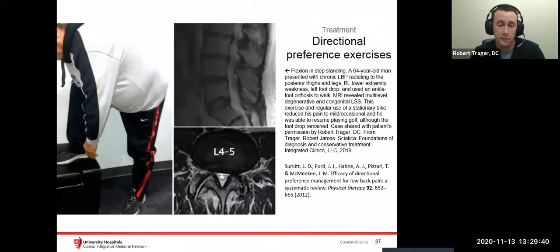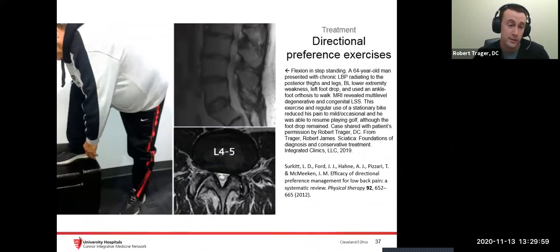This is an example of a flexion stretch that I gave a gentleman with lumbar stenosis. And he had some motor deficits, some pain. He wasn't ready to try surgery. So we gave him these stretches alongside his treatment. It really helped him out. He was able to get back and play golf.